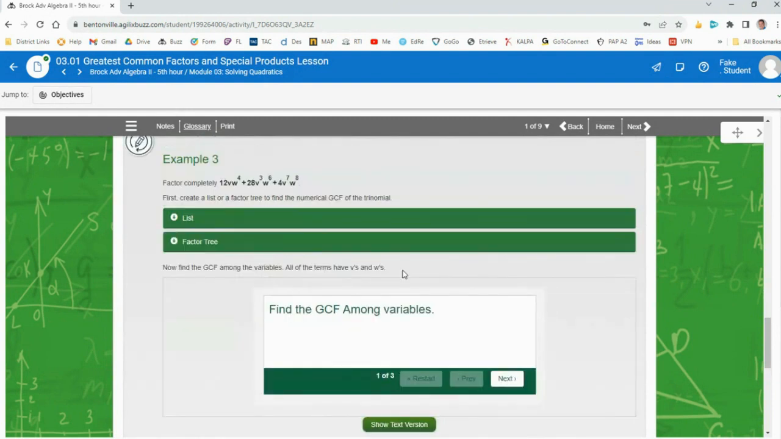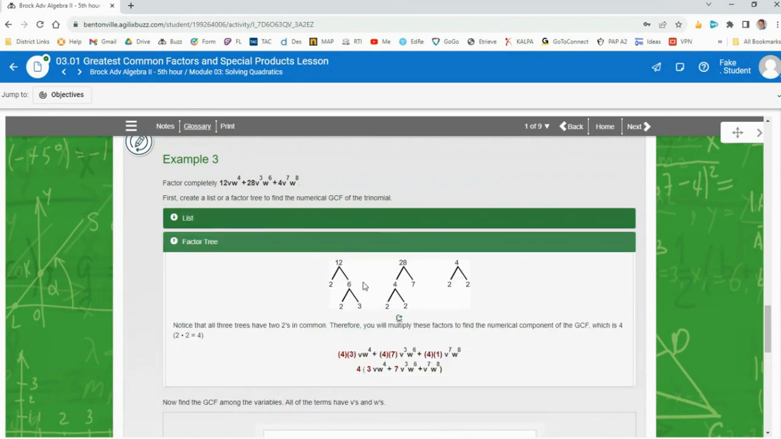Here's another example: 12 v w to the fourth, 28 v to the third w to the sixth. When you factor out, first with the numbers, you have a 4, a 28, and a 12. You can do a factor tree if you like, but you can see that a 4 would go into all three of those, because they all have two 2's in common, and 2 times 2 is 4. So you can pull a 4 out and leave a 3, a 7, and just a 1 on the last one. But then look at the variables.